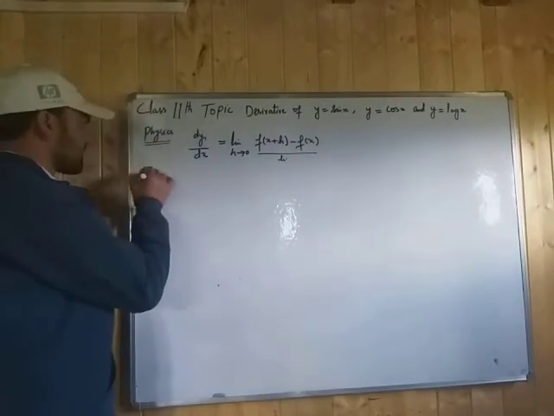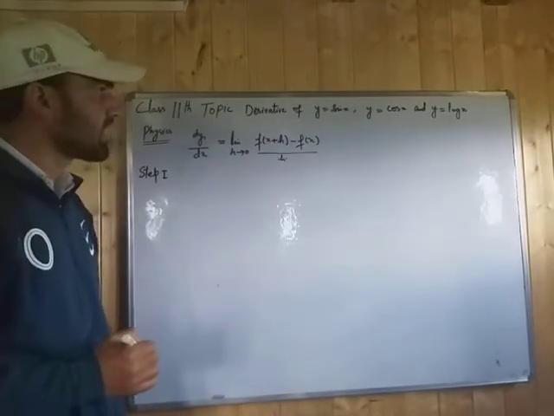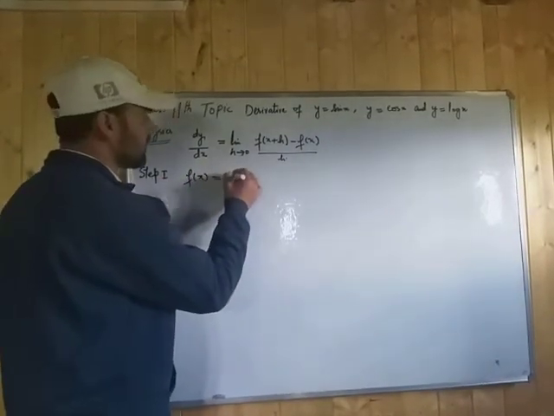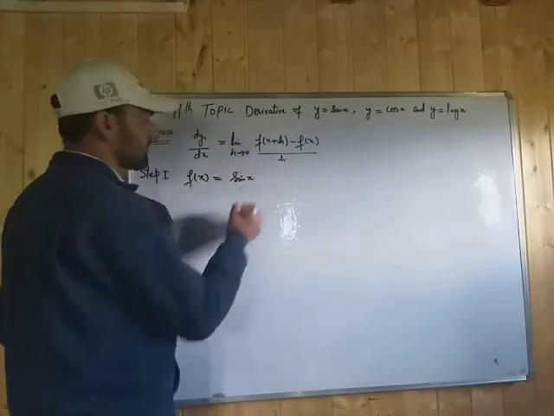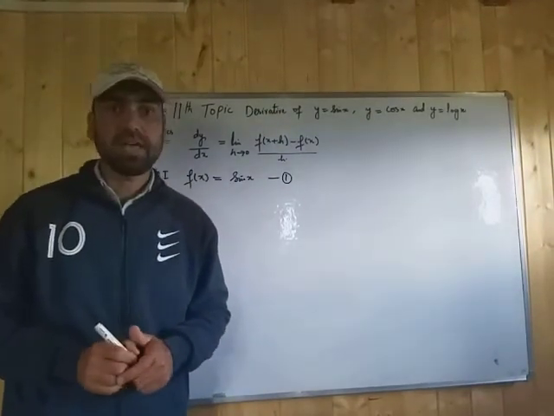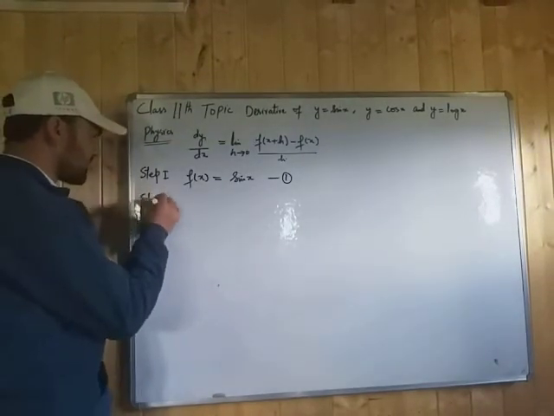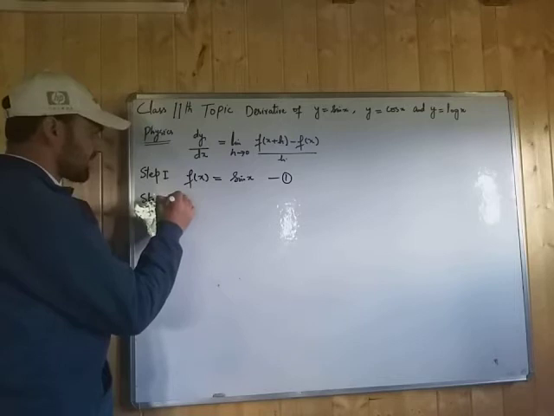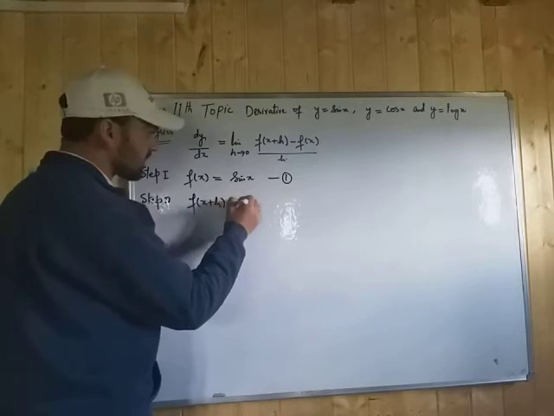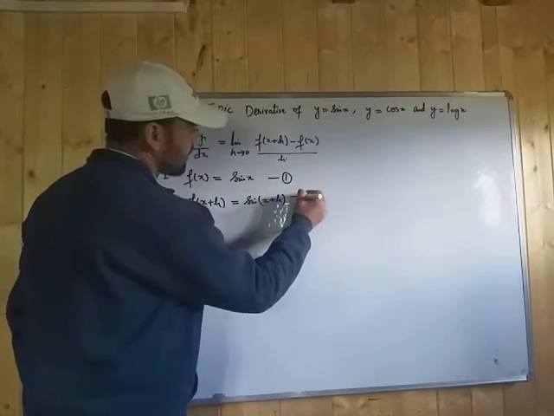So step first is we should have a function, and the function is y equal to sine of x. So I will write in this way: f of x is equal to sine of x. So it's equation first. In the second step, we give the increment of x as x plus h. So the increment will be f of x plus h is equal to sine of x plus h. So this will be equation second.